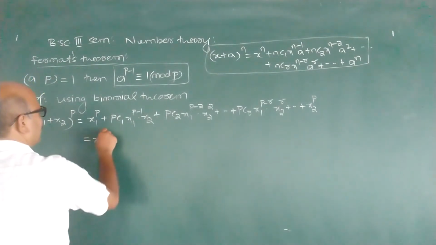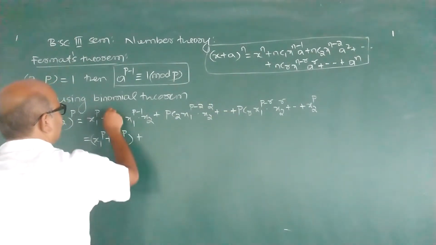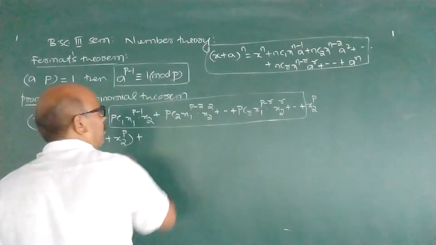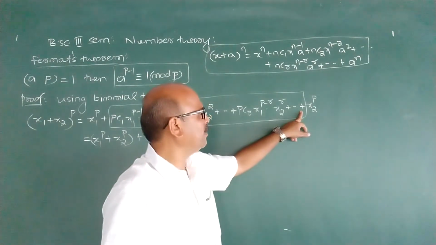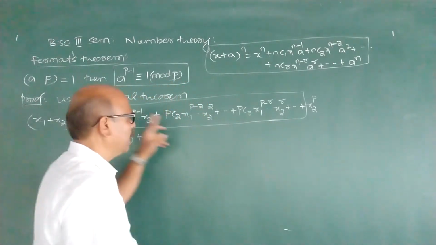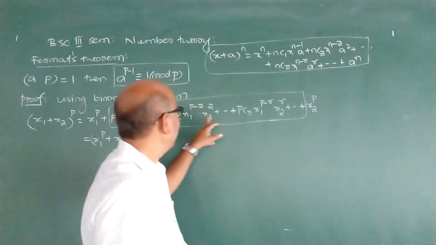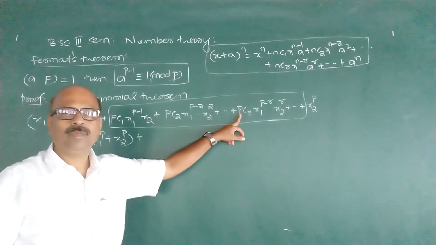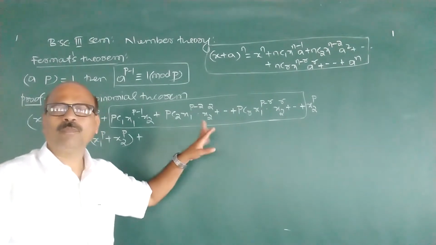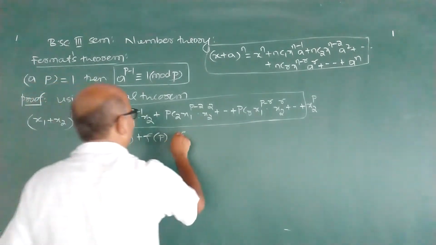Now I write this as x1 raised to p plus x2 raised to p, the first and last terms, plus the remaining terms. What is the previous term here? pC(p minus 1) x1 x2 raised to p minus 1. That is the last but one term. That also consists of pCr, like pC1. And pC1, pC2, pCr are all multiples of P. So I write this as f of P, where f of P contains those terms which are multiples of P.